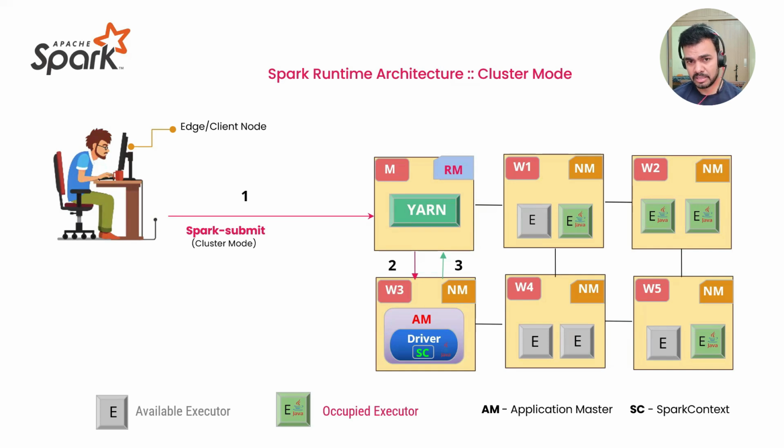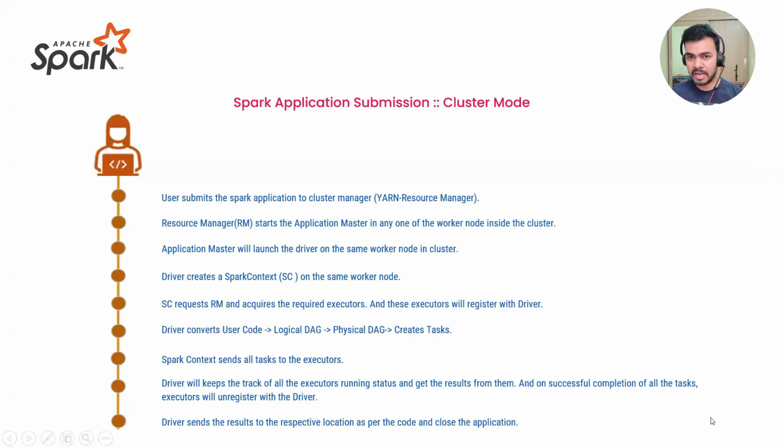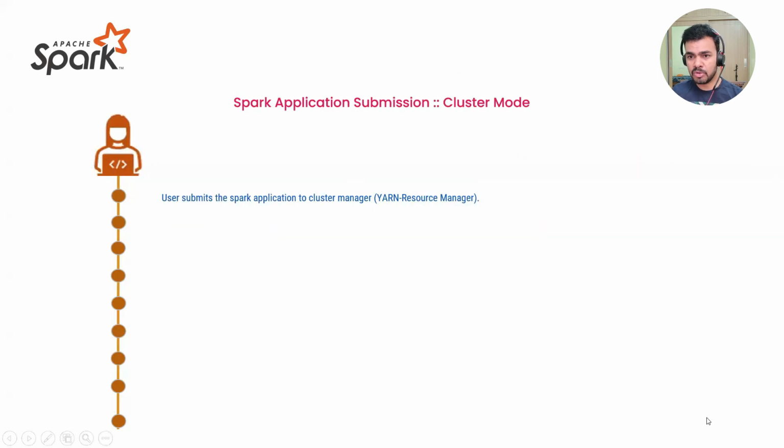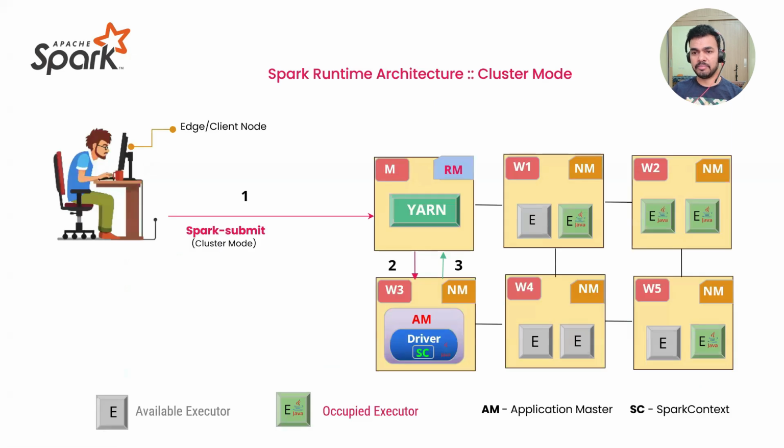Spark context or Spark session will request the resources from the resource manager, right? The resource manager will launch the executors inside the worker nodes, and then the driver program will send the tasks to the executors. The executor executes the task and sends the results to the driver node, and then the executor unregisters with the driver node. Then the driver sends the results to the desired location. When a question comes, what should come to your mind is this picture. Just memorize this picture and explain that.